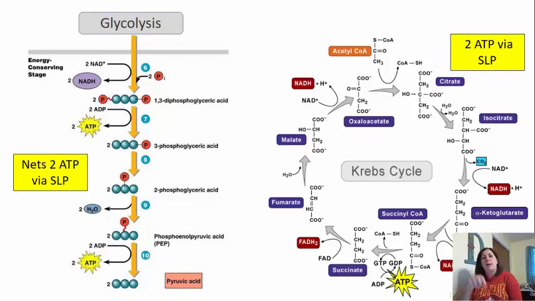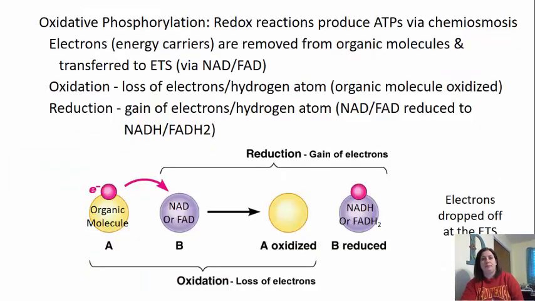Now, one thing to note in both of these, you will notice that there are some special carrier molecules present. You'll notice that in some of these reactions, we're going to take NAD plus and it's going to be turned into NADH. This happens in glycolysis and it happens in the Krebs cycle. Also in the Krebs cycle, you're going to take FAD and it's going to become FADH2. They're picking up hydrogens, which also means they are picking up electrons. This is going to be important when we get to the oxidative type of phosphorylation.